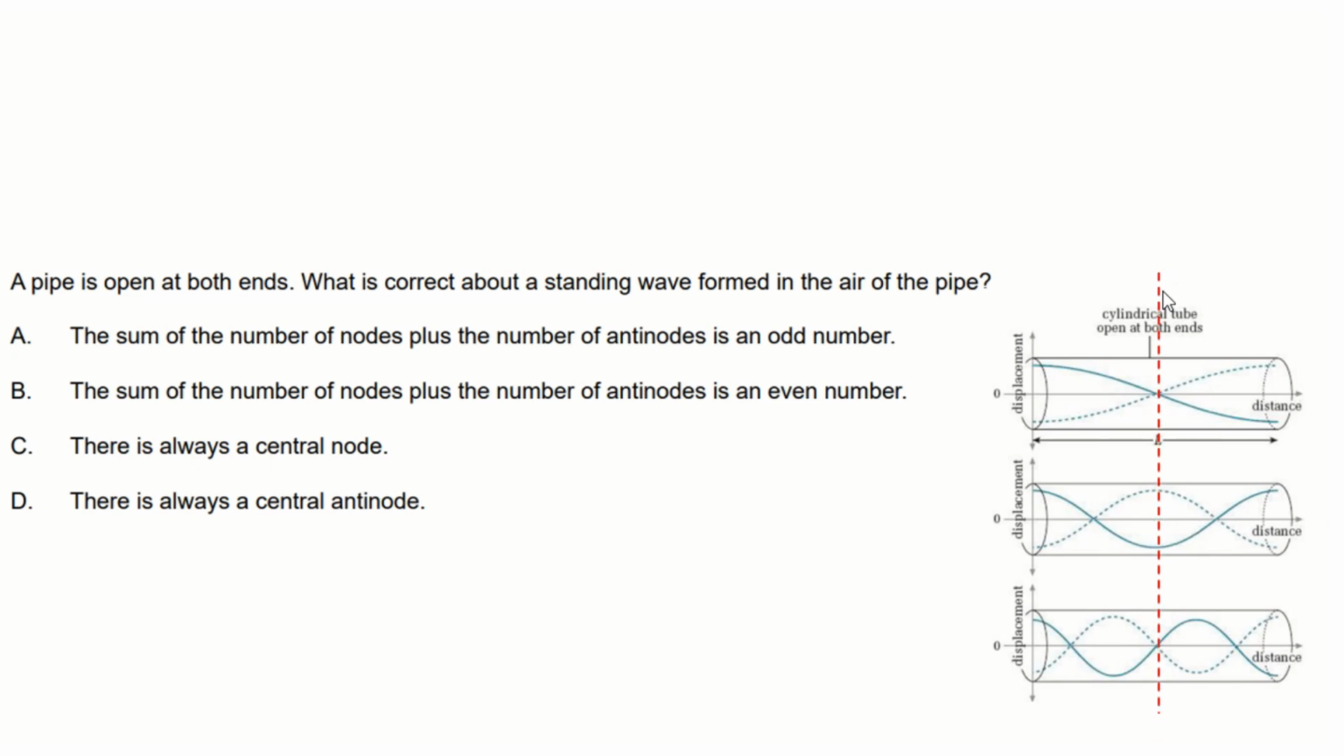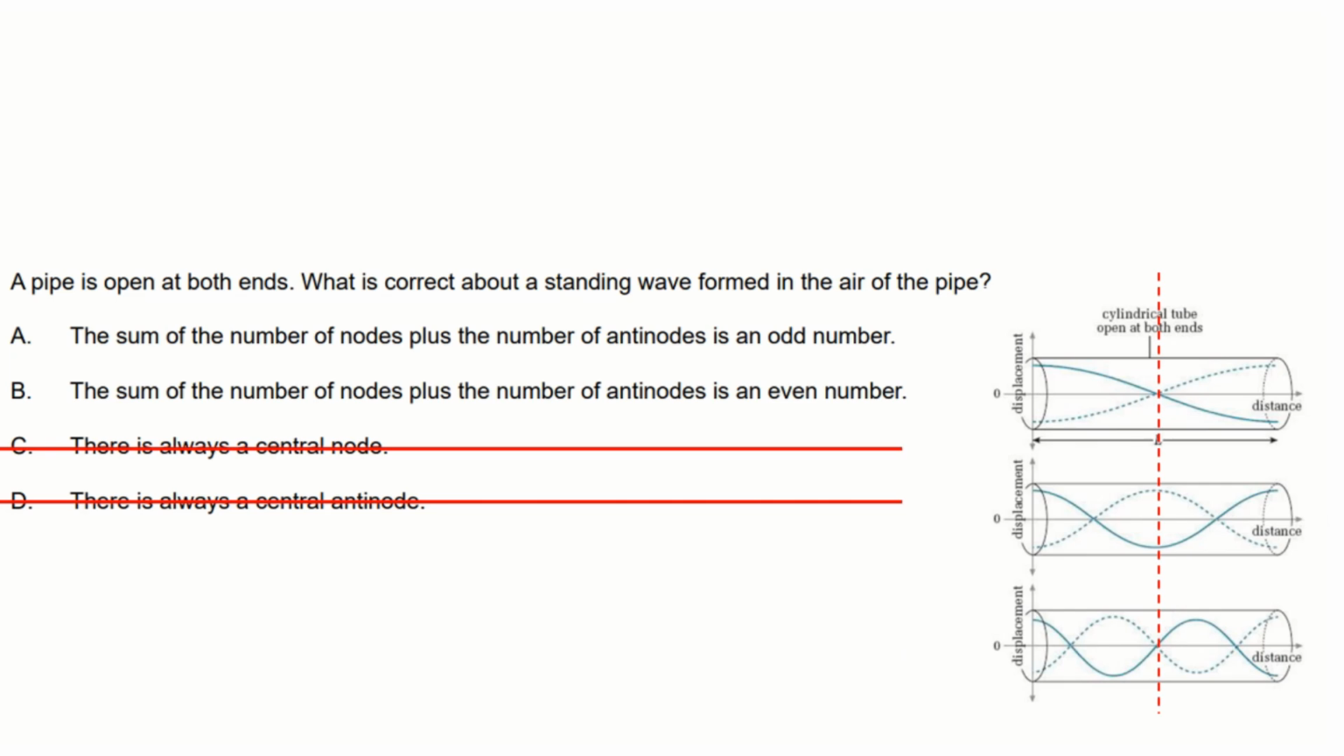Okay, so we will see that as we go through those different modes from the first to the second to the third, we go from node to antinode and then back to node and then back to antinode again. So we can never say that there's always a central node, but similarly, we can also say there's never a central antinode. And so therefore, we rule out two of our options.